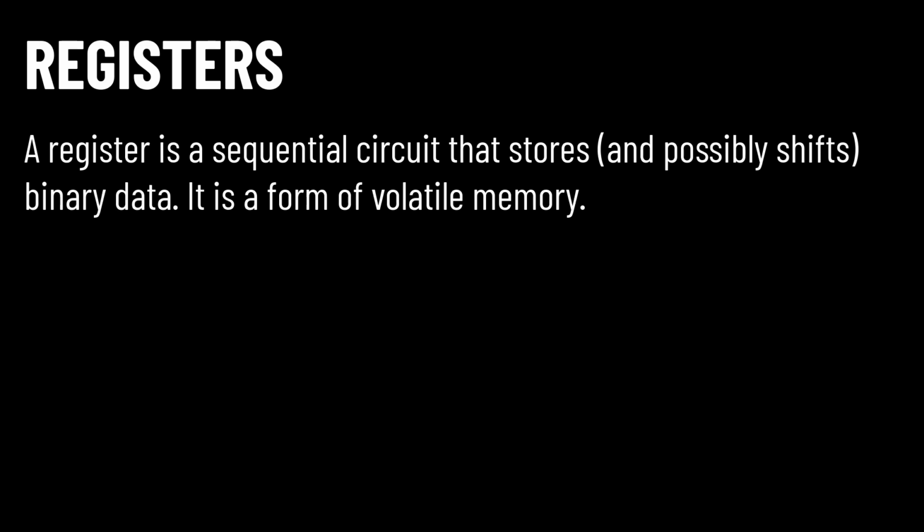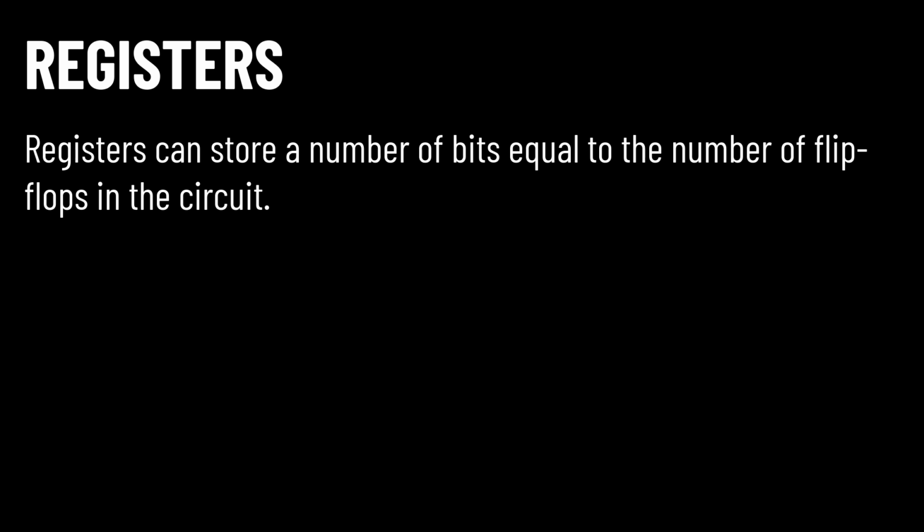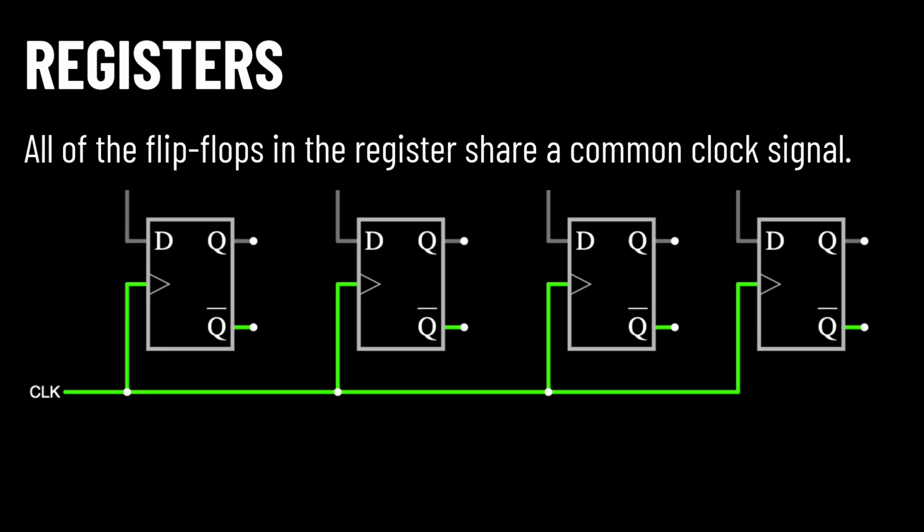A register is a sequential circuit where binary data is stored and possibly shifted. It is a form of volatile memory and is frequently used in computer processors. A register is defined by how many bits it stores, which is equal to the number of flip-flops included in the register. Registers are synchronous circuits where all flip-flops share a common clock signal.